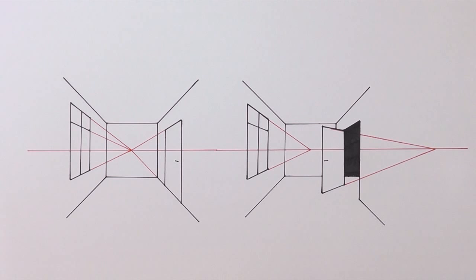Now think, what if we open the window as well? Would that create an additional point of convergence? In which case, will this new point of convergence be exactly the same as the point of convergence for the open door?